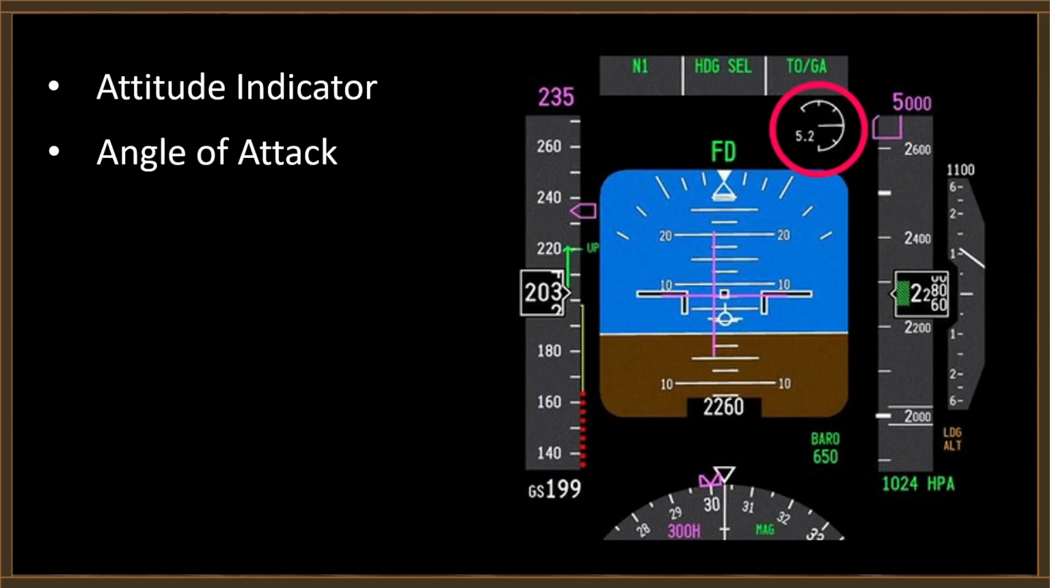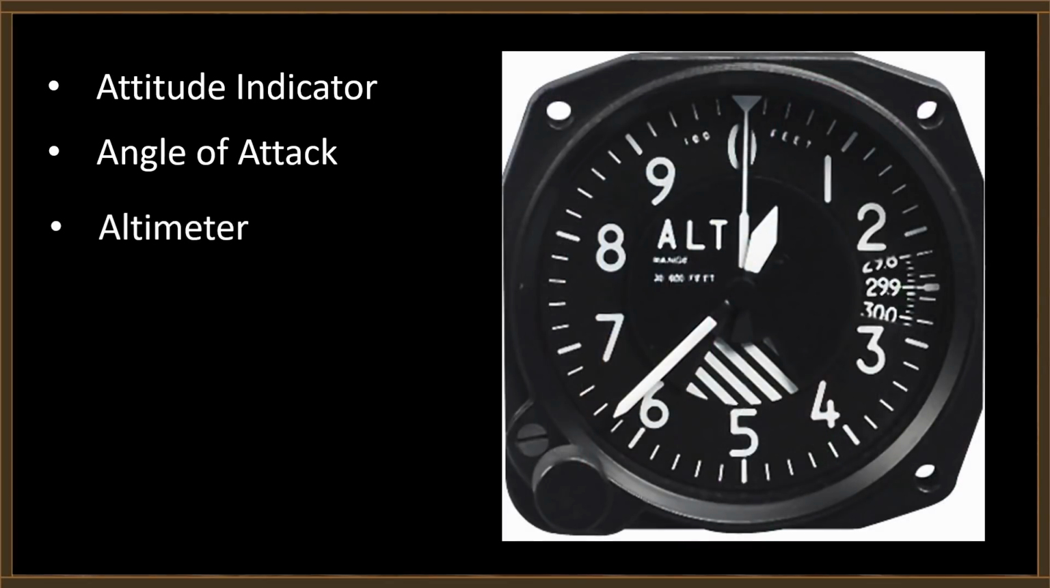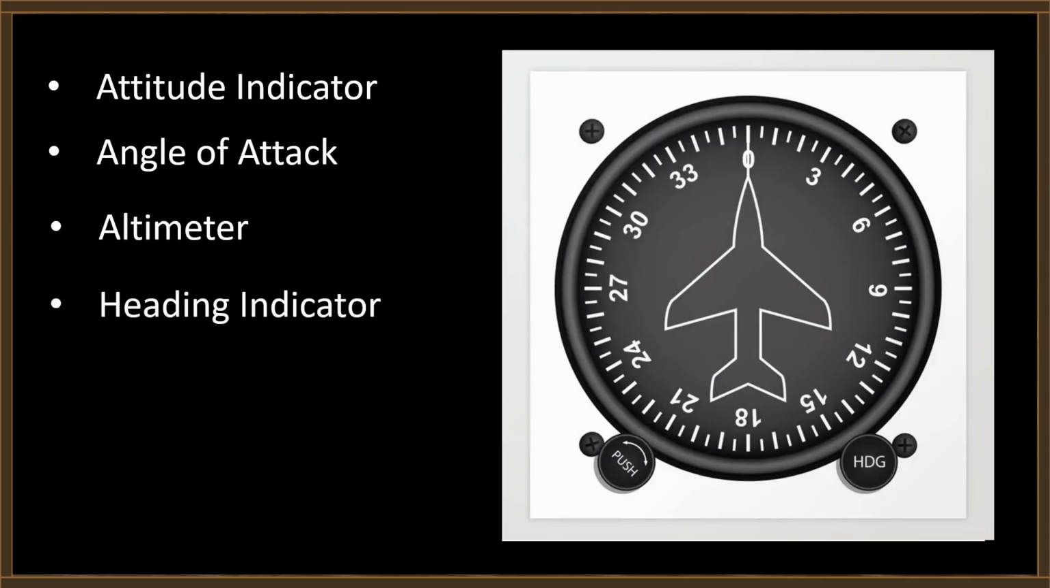If I want to maintain the pitch of the airplane, if I want to maintain level flight, I'm going to do it by reference to what? The altimeter. That's going to tell me if I'm climbing or descending. If I want to know if the wings are banked, all I need to do is look at the heading indicator. The airplane can't turn if the wings are level.